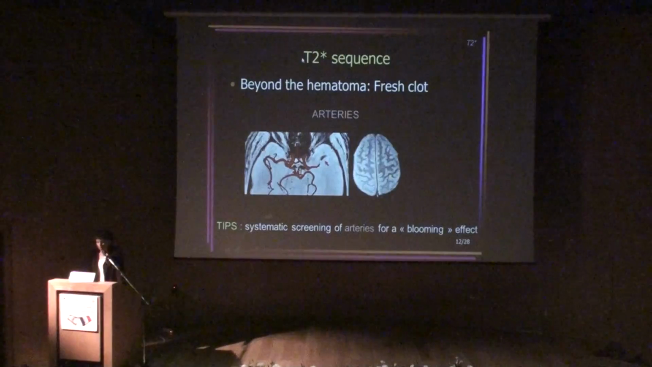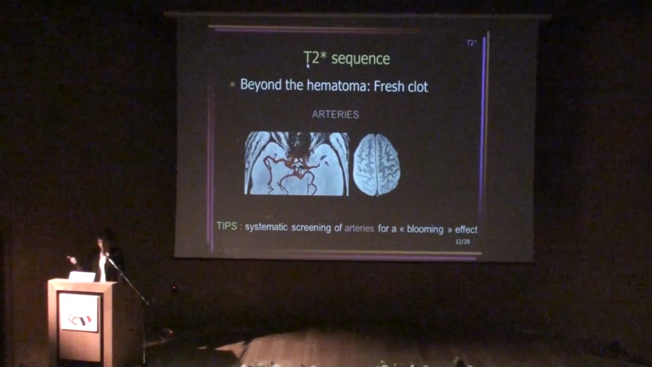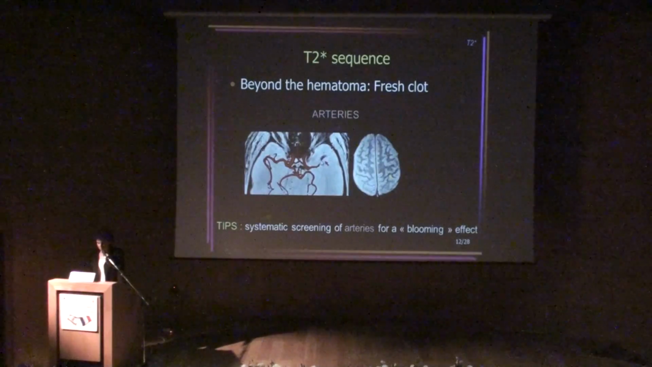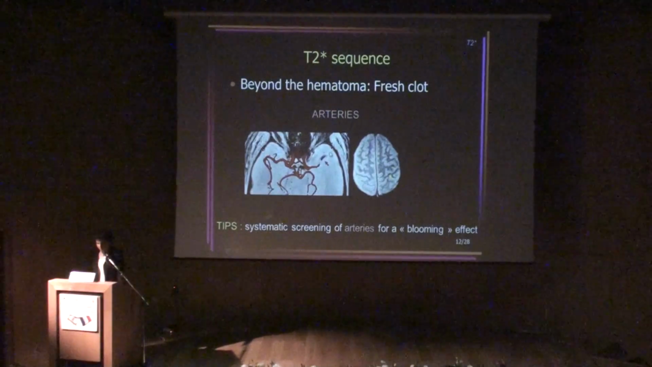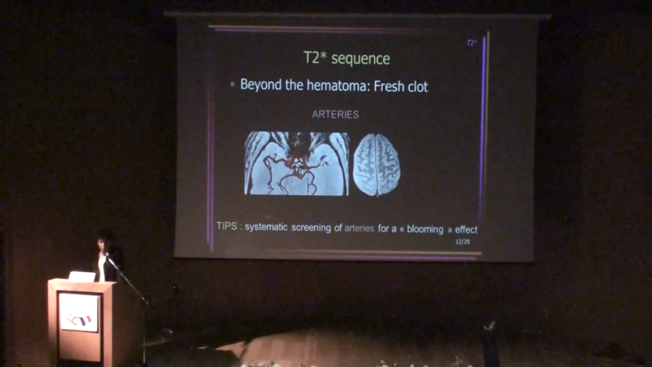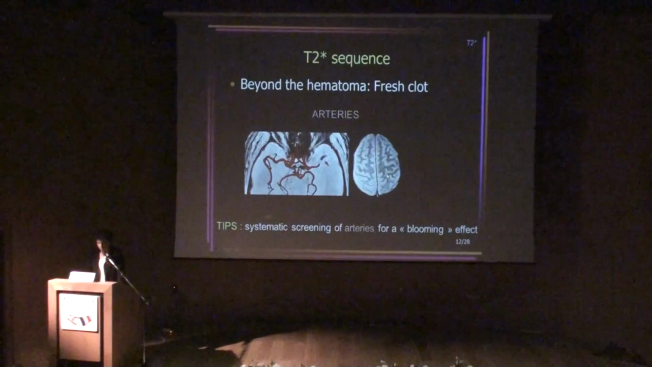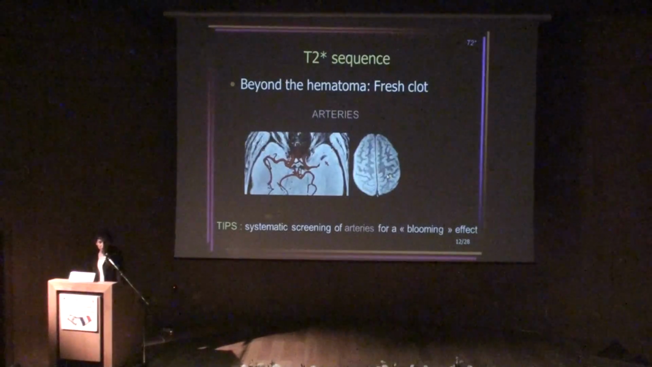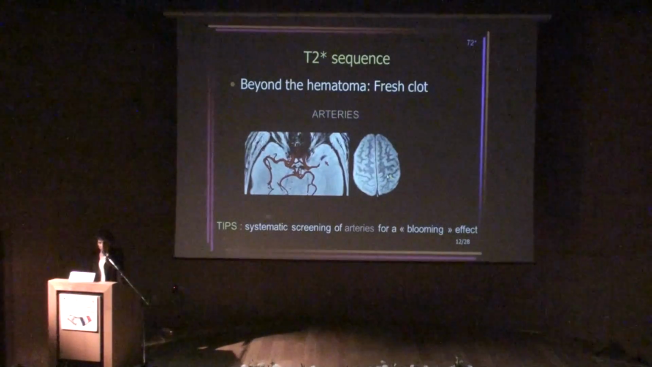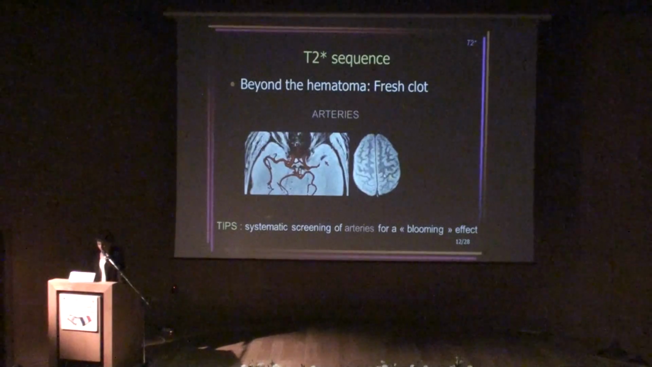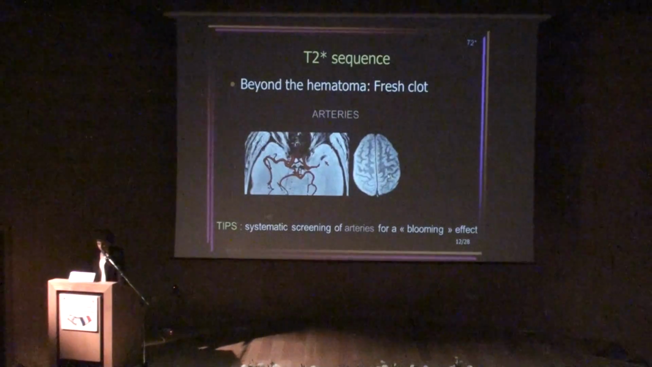On T2 star sequence, you look at the parenchyma, but probably the most important is the vessels. First, the artery, where you can see the fresh clot here. And if you carefully look at your images, you can see some much smaller clots. And had I performed some susceptibility weighted imaging, I probably would have seen it better and maybe more clots.